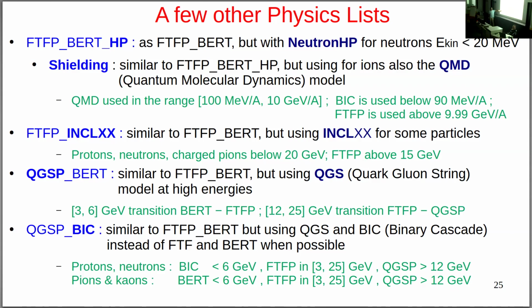And then there is QGSP-BIC, which is similar to FTF-BERT, but is using the QGS model and binary cascade. And this is the recommended one, for instance, for medical physics. It is the one which is used mostly for medical physics. Binary describes very well low energy protons.